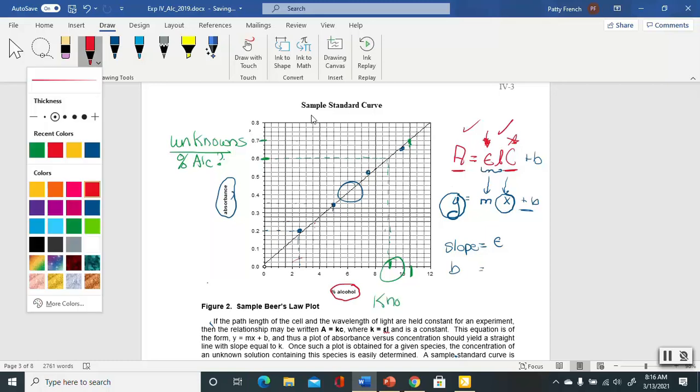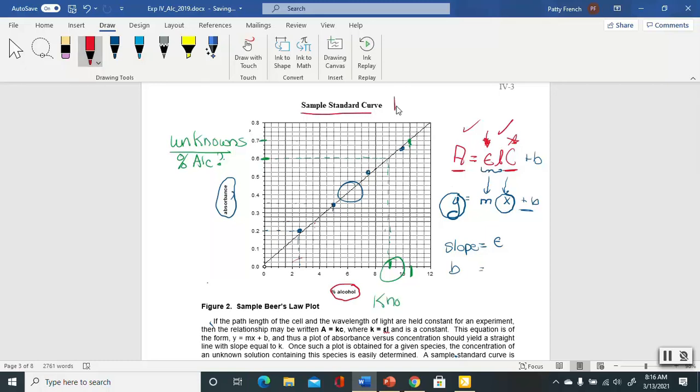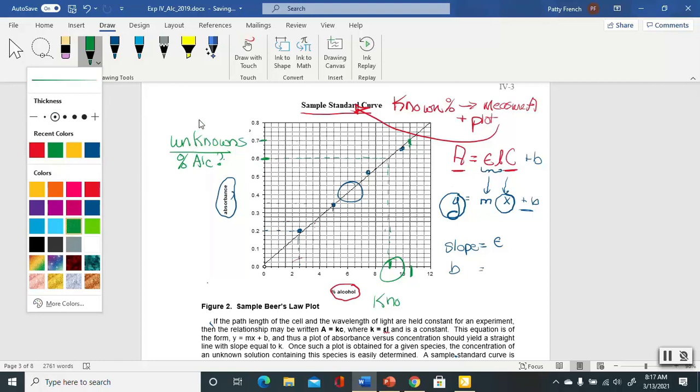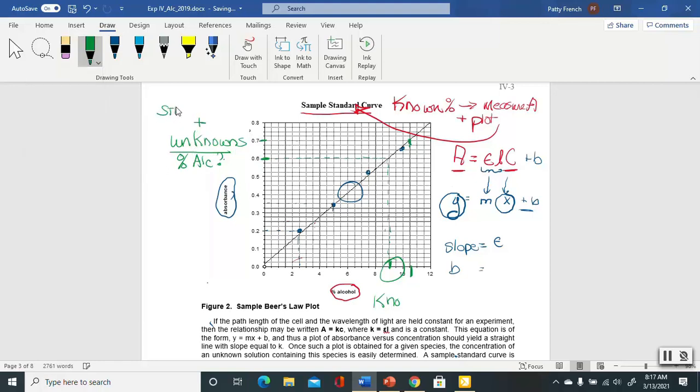First part of the experiment, we're going to make a standard curve using known samples, known percentages. And from that, we're going to measure the absorbance and plot to form the standard curve. Then again, we will take the unknowns and the standard curve equation of a line, and we'll find the percent alcohol in the unknowns.